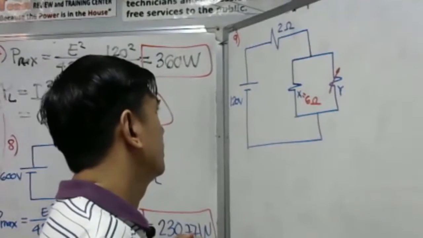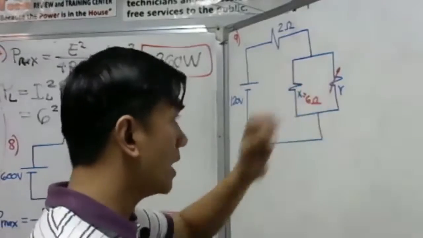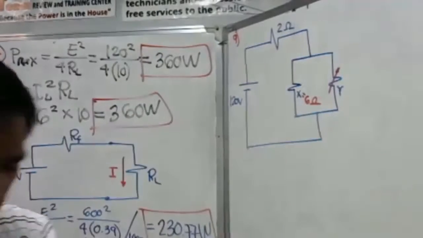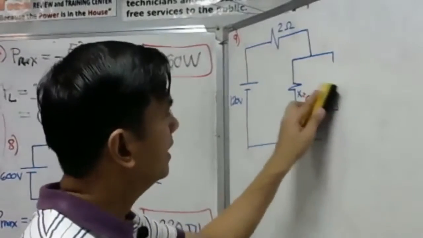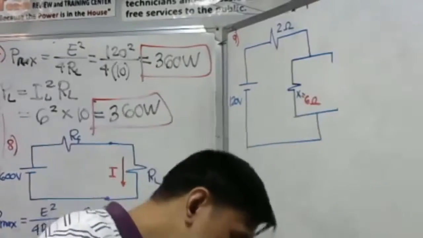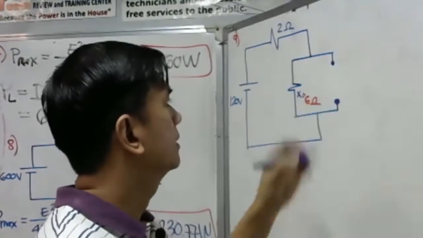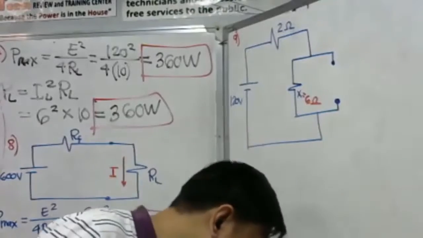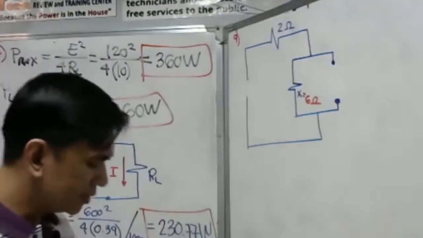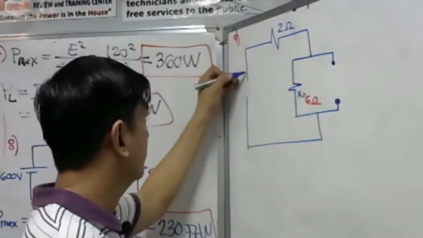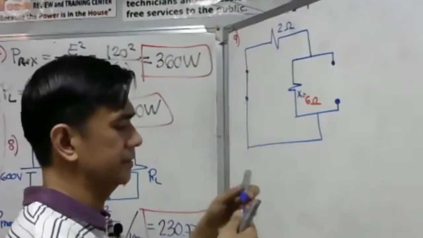So, let us remove first our Y. For the meantime, let us remove our Y. I'll show this with you. Tanggalin muna natin. Okay, I already removed Y. Let's say these are the two terminals of Y. And then, I have to remove the 120 volts and the two terminals of 120 volts must be short-circuited. That must be short-circuited. Okay?